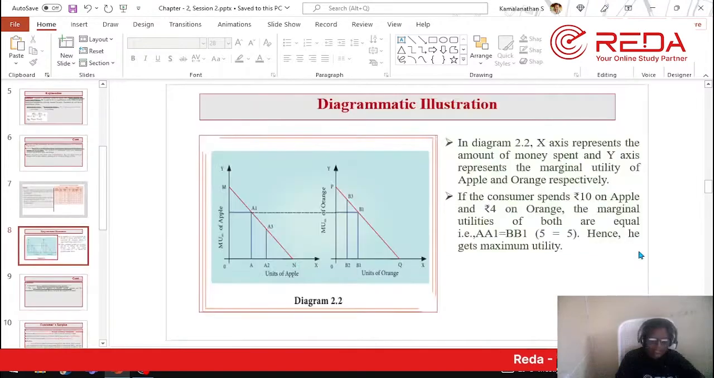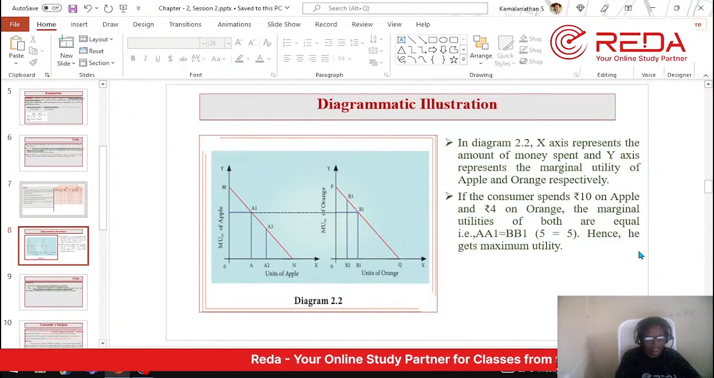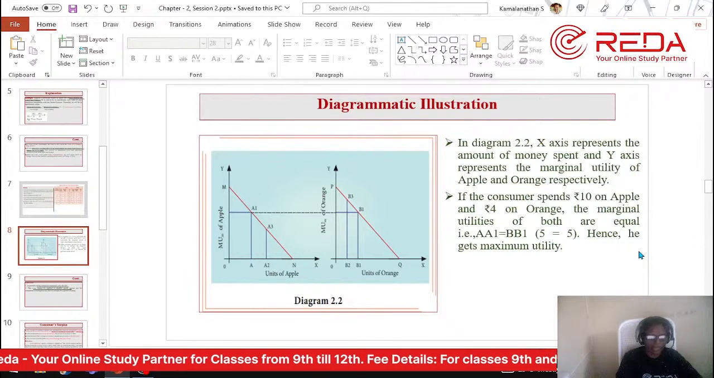So this same concept is given with the help of a diagram. Here you see in the diagram we are taking the x-axis as units of commodity X, that is units of apple, and the Y-axis as units of commodity Y, which is what?